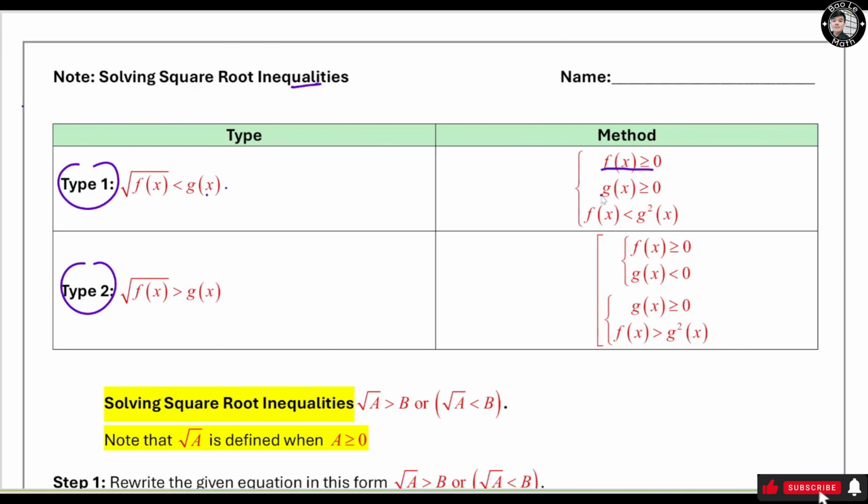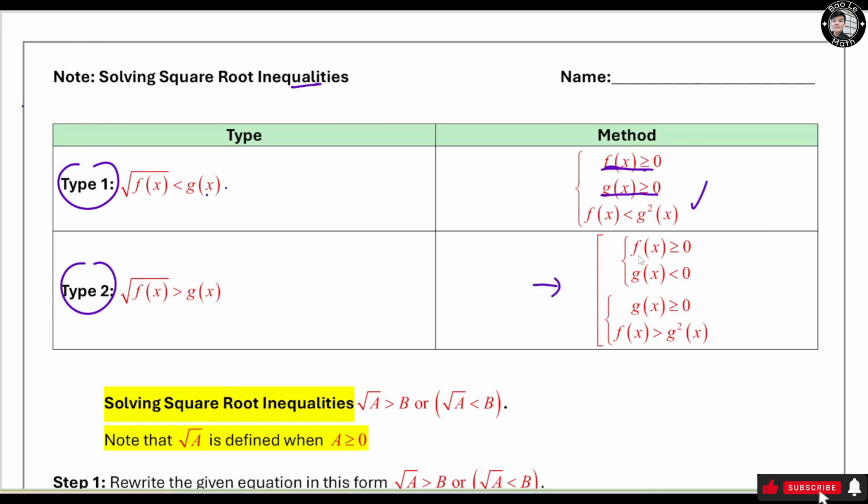g of s must be greater than or equal to 0. f of s must be greater than or equal to 0. Then you're going to square both sides. Now, type number 2, square root of f of s greater than g of s. In order to solve this one, you have two different cases.